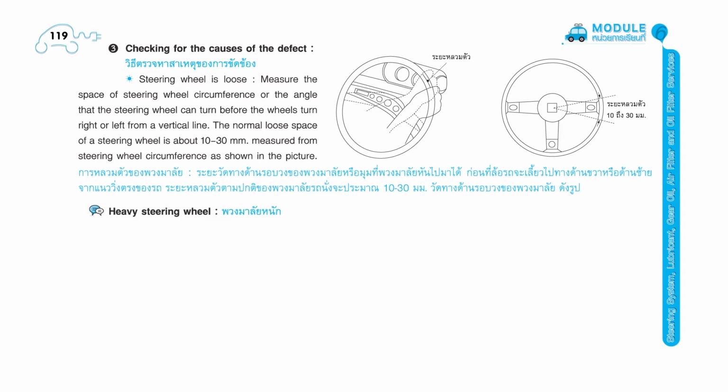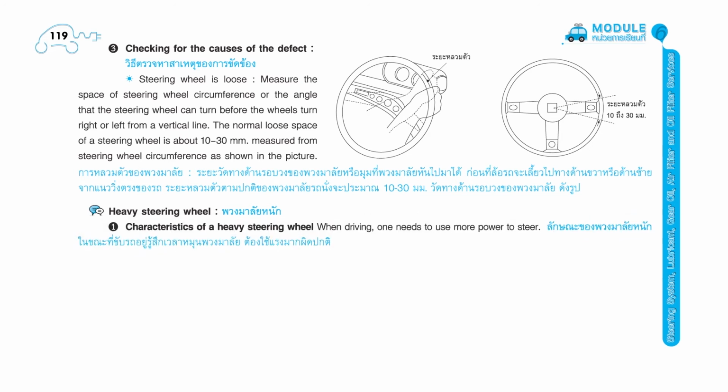Heavy steering wheel. 1. Characteristics of a heavy steering wheel. When driving, one needs to use more power to steer. 2. Possible causes of the defect.